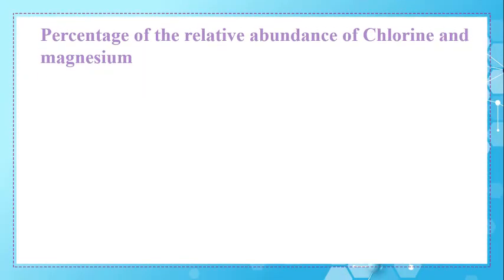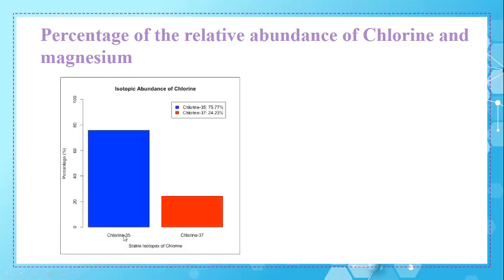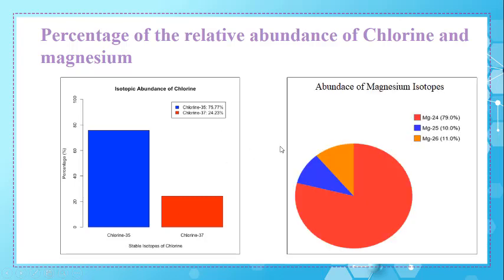Percentage of relative abundance of chlorine and magnesium. Chlorine has 2 isotopes, Cl35 of percentage 75.77%, while chlorine 37 of percentage 24.23%. The sum of the percentages is 100. While magnesium has 3 isotopes, Mg24 of percentage 79%, Mg25 of percentage 10%, and Mg26 of percentage 11%.